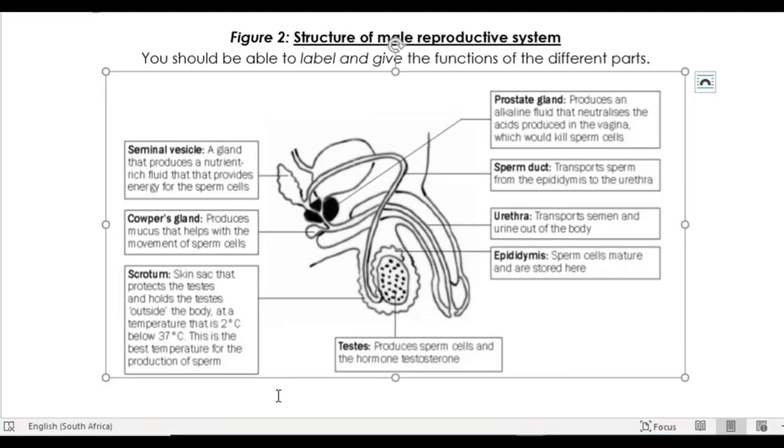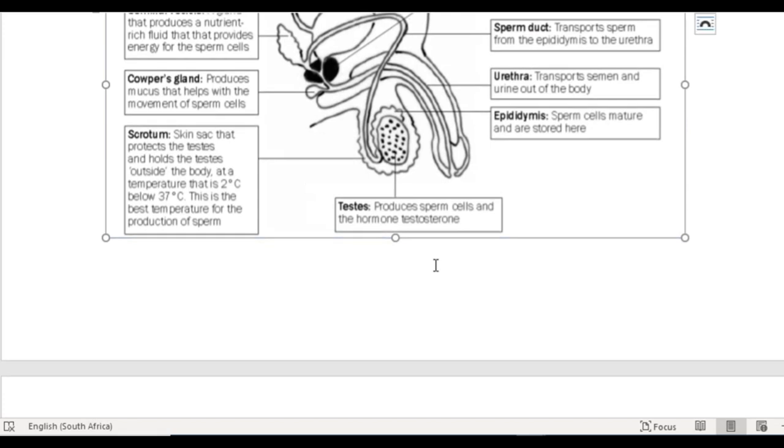And please make it important for yourself to study this diagram. This diagram is your bread and butter, meaning they will ask you almost exactly like this to label. And if you can do that, you will have 1, 2, 3, 4, 5, 6, 7, possibly 8 marks for labeling. And then if they ask the functions, you're looking at a little bit more marks over there.